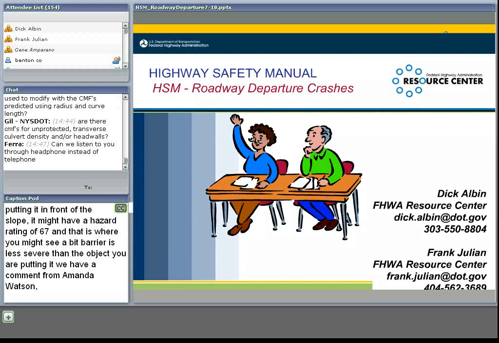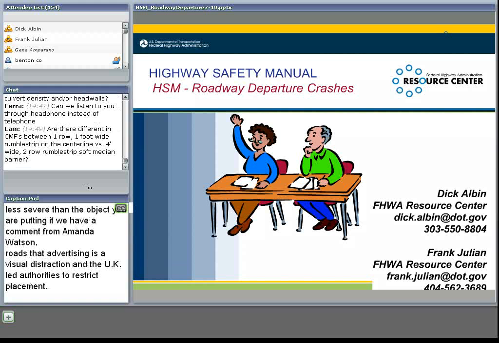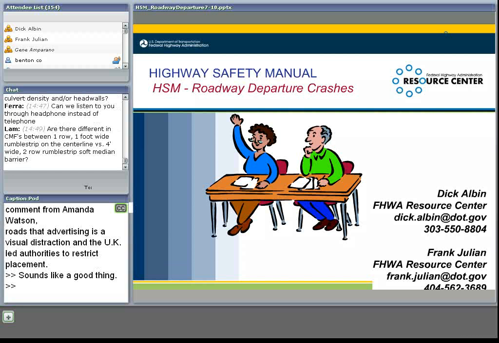We have a comment from Amanda Watson. Roadside advertising is a visual distraction in the UK, which led authorities to restrict its placement at complex intersections and on and off ramps. Okay, sounds like a good thing.